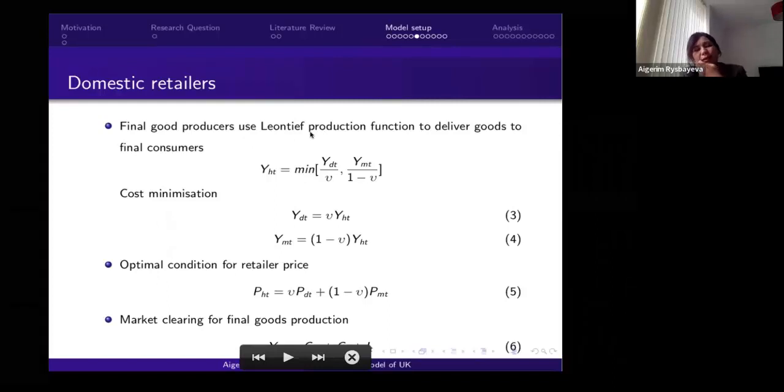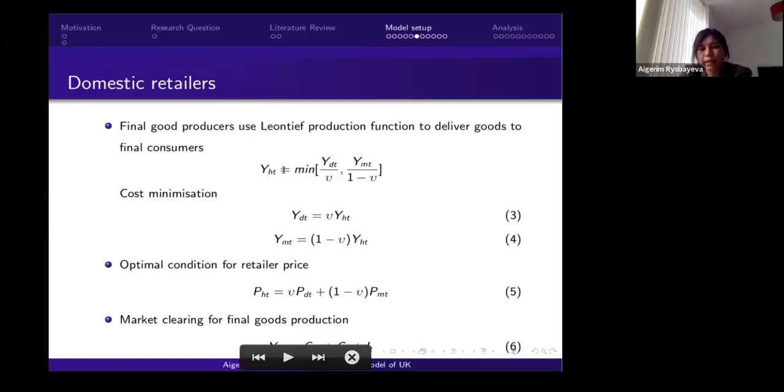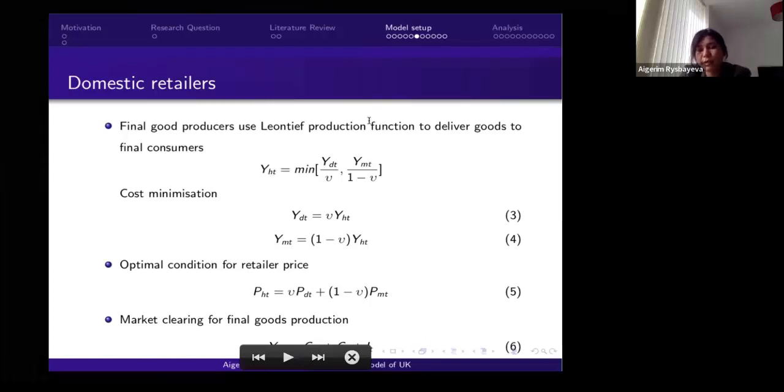PHT is a kind of retail price, and the retail goods has a production function like this. To produce the retail goods, we use the intermediate goods, YDT, and imported input goods. This is quite standard, and usually the case in any economy. We use some part of the imported goods and combine it with the domestic goods to produce the retail goods and sell it to the consumers. So this is the case.